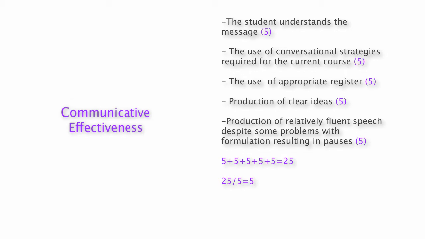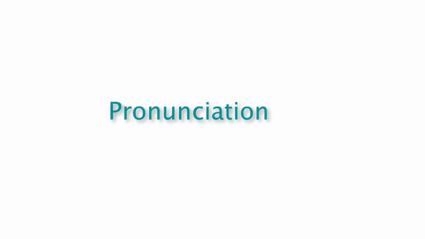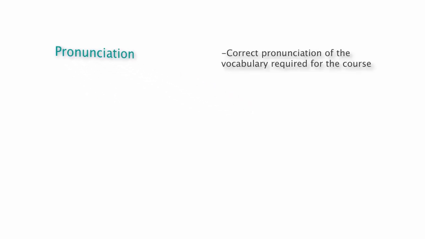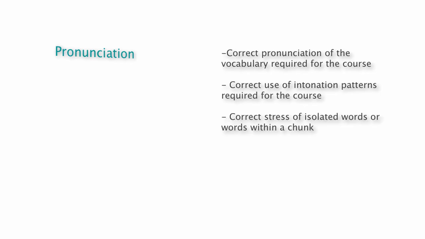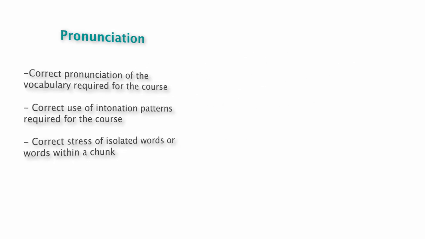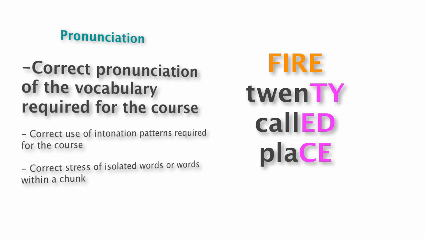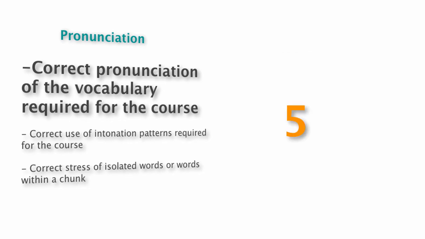Let's continue with the second criterion of the rubric, pronunciation, which has 3 descriptors. Correct pronunciation of the vocabulary required for the course, correct use of intonation patterns required for the course, correct stress of isolated words or words within a chunk. There are only 4 words he mispronounces in his different interventions: fire, 20, called, place. As a result, the given grade for this descriptor is 5.